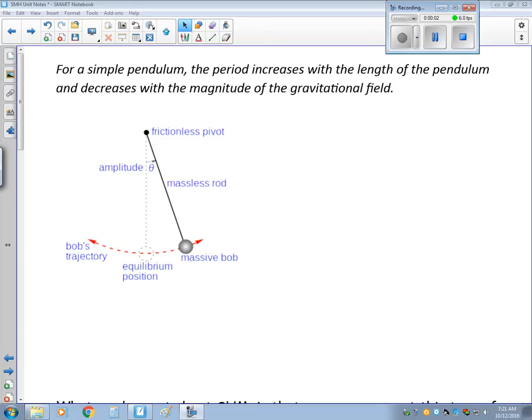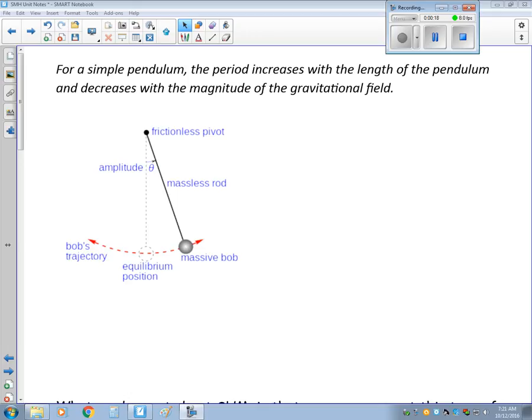This is video 2 for the simple harmonic motion. So in the previous video I mentioned that as an AP student you were responsible for two types of oscillators, the mass spring system and the pendulum. So in the last video we talked about the mass spring system. In this one we're going to talk about the pendulum.